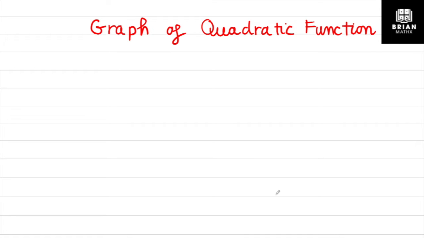In this video, we will learn about the graph of a quadratic function. You know the general form of a quadratic function is ax squared plus bx plus c, and this is equal to y. The function here is y, and this is the expression of the y function.